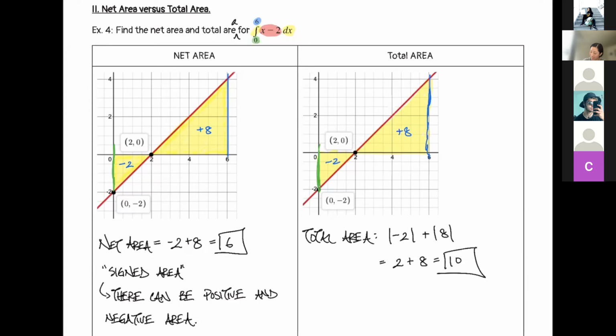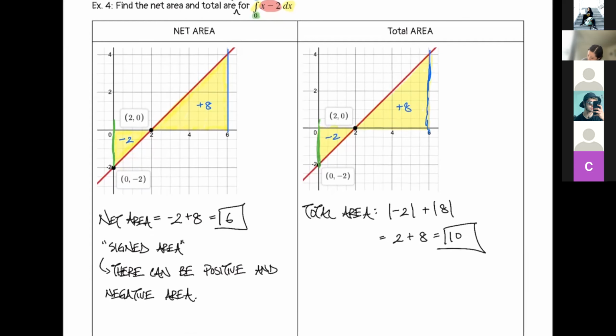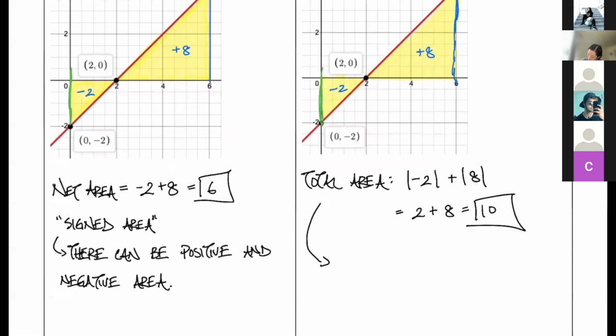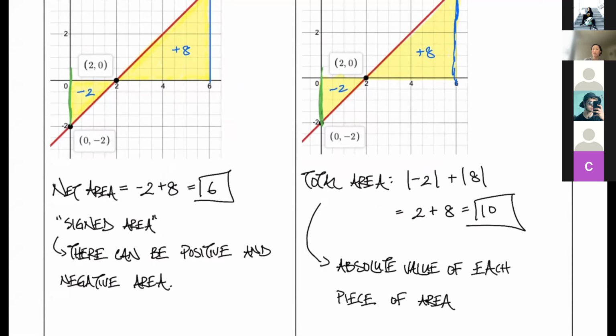Exactly. All right, so with total area, maybe the note we want to make to ourselves is that this is the absolute value of each piece of area. Okay.